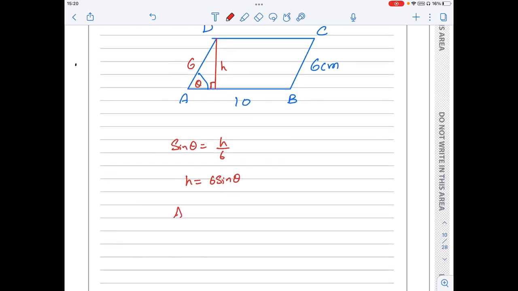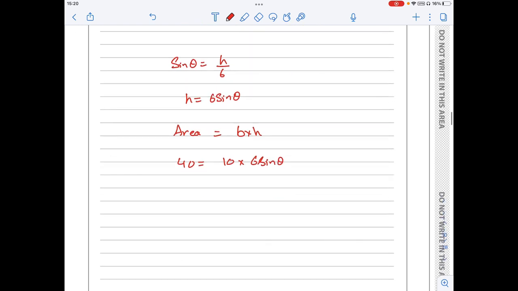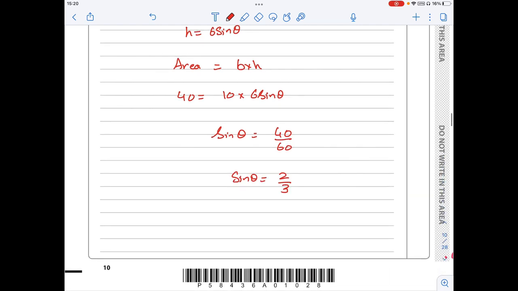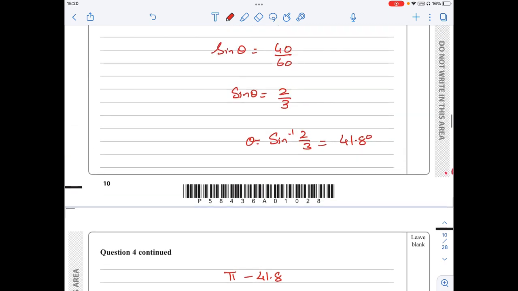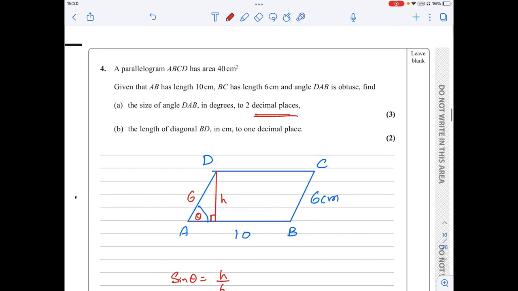So area of a parallelogram equals base times height. 40 equals base is 10, height is 6 sine theta. So sine theta will become 40 upon 60, which equals 2 upon 3. So theta equals sine inverse 2 upon 3, which I'll be getting as 41.8. But he said that it is obtuse, therefore 180 minus 41.8. So therefore it's going to be 138.19 degrees. That's going to be the answer, because it's asking in 2 decimal places.